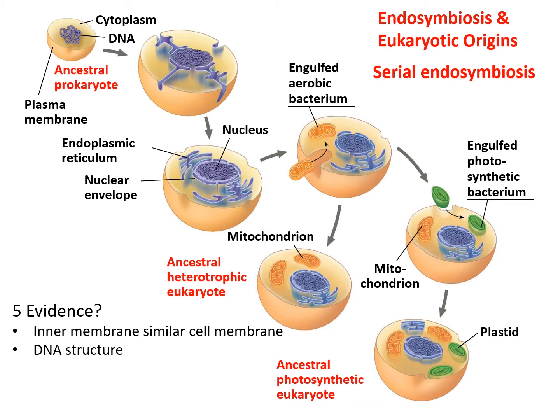Both mitochondria and chloroplasts have DNA, and their DNA is prokaryotic in origin, right? Small amounts. In cell division, they divide on their own.